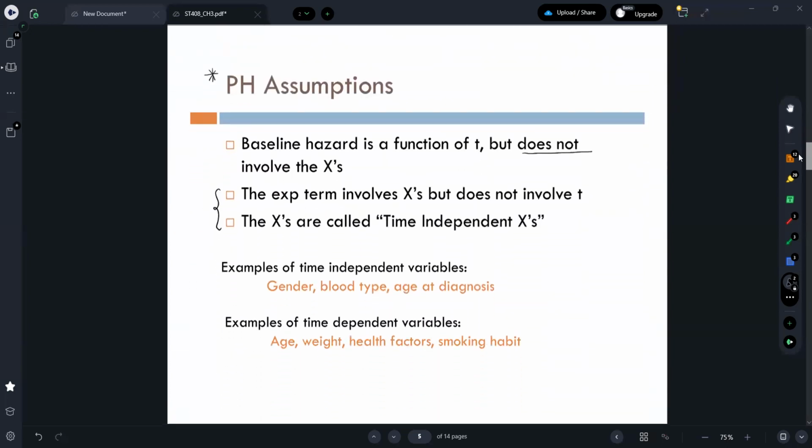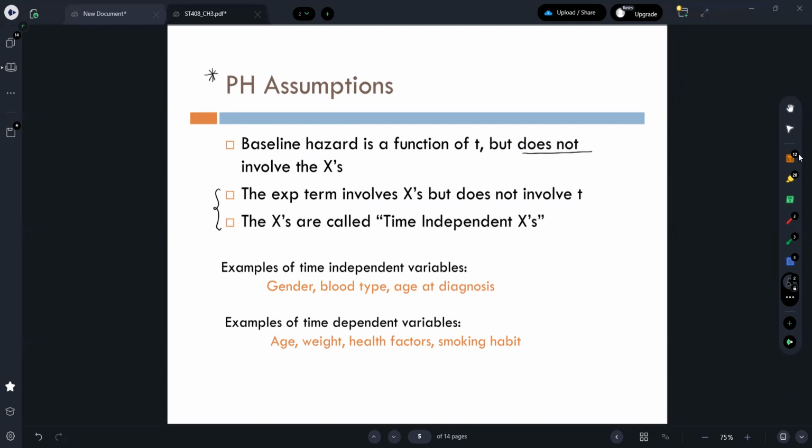Right. And the most important thing is checking the PH assumption, right? So if any of the assumptions are violated, you can't build up the Cox PH model. Okay, so that's similar to the regression, right?